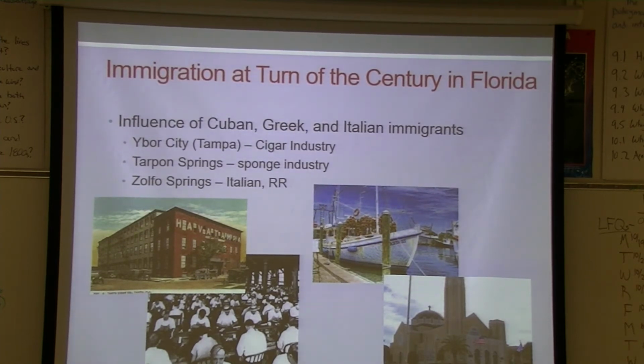Zolfo Springs, most people don't know where it is. It's next to Wauchula, and again, most people don't know that, but it's about 60 miles east of Bradenton. And that little town started from Italians that were working on the plant railroad system, and then they settled here longer term.